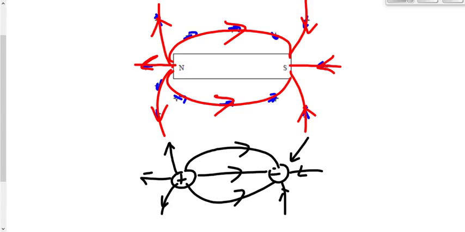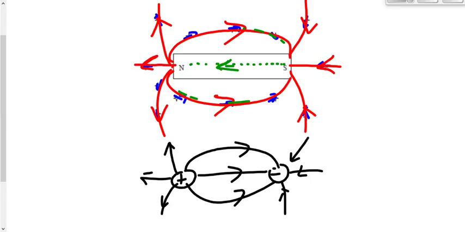Doesn't that look an awful lot like the magnetic field surrounding a bar magnet with a north and a south, as opposed to a positive and a negative? Now the one difference that you notice is that although outside of the magnet the magnetic field goes from north to south, inside the magnet it continues in that loop, going around like this, and ends up going from south to north.